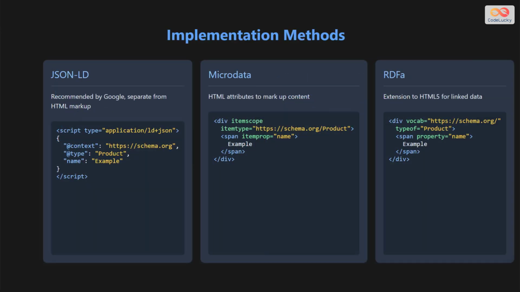There are three primary methods for implementing schema markup. The first is JSON-LD, which is recommended by Google and is separate from your HTML markup. The second is Microdata, which uses HTML attributes to mark up content. The third is RDFa, which is an extension to HTML5 for linked data. JSON-LD is generally preferred for its ease of use and separation from the HTML structure. Here are examples of each implementation method.